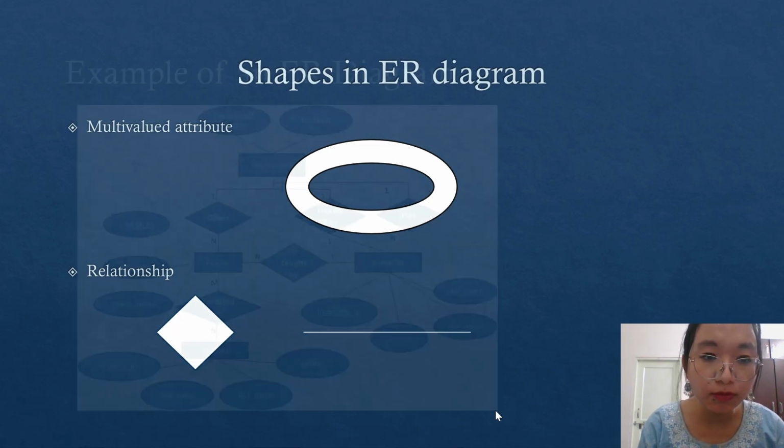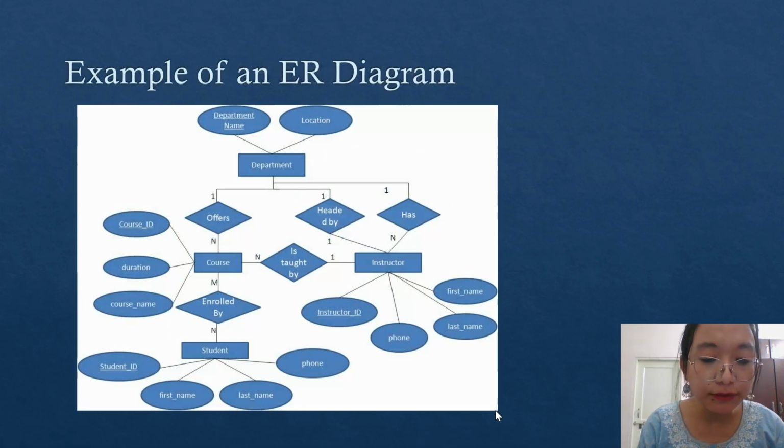If you look over here, there are four entities, that is student, course, department, and instructor. Student has four attributes: student ID, first name, last name, and phone number. Now one student is related to a course using the relationship enrolled by. The course has three attributes: course ID, duration, and course name. Two or more courses cannot have the same course ID. That is why that is the key attribute.